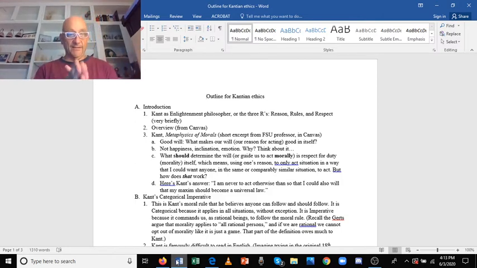What I want to say about it here is in section A3, Kant emphasizes in this passage what makes our will, some of the readings for today call it our reason for acting, our maxim, our intention. These things aren't exactly the same, but they're close enough. What makes something good? What makes my motive, intention, reason for acting good in and of itself? Well, Kant says in this passage, it's not happiness or inclination or emotion.